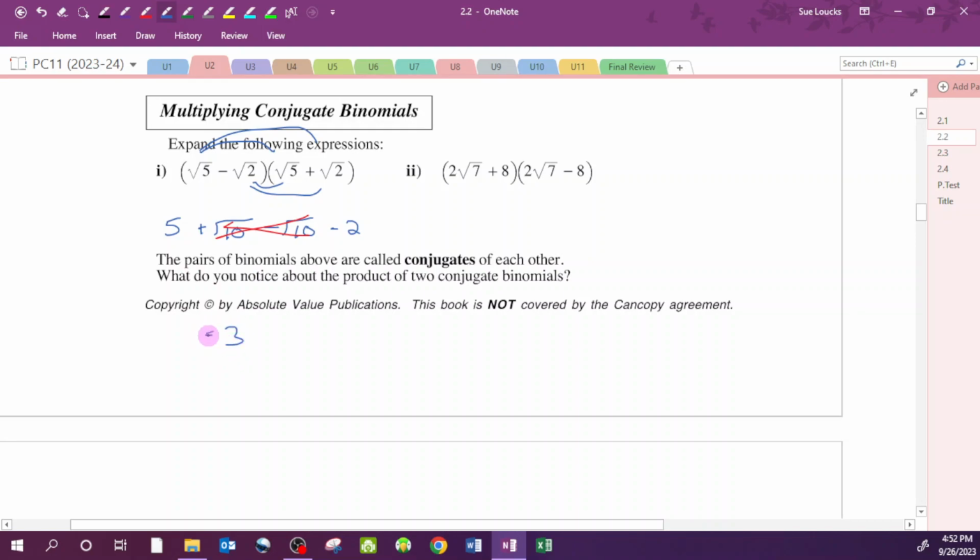Okay? Does this look familiar to anybody? This is the difference of squares, right? This is a perfect square, it's root 5 squared. And this is a perfect square, it's root 2 squared. And then we have minus on one and plus on the other one. So this is a difference of squares, and this is really powerful because this lets us get rid of radicals when we multiply this way.